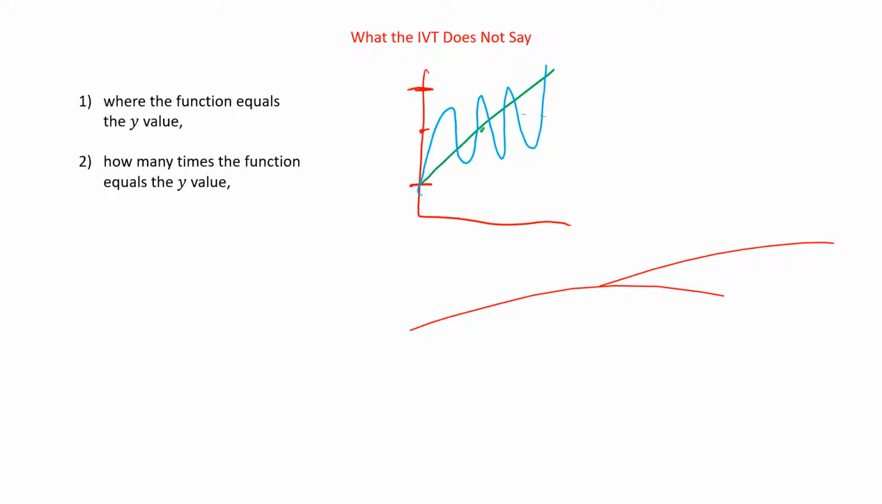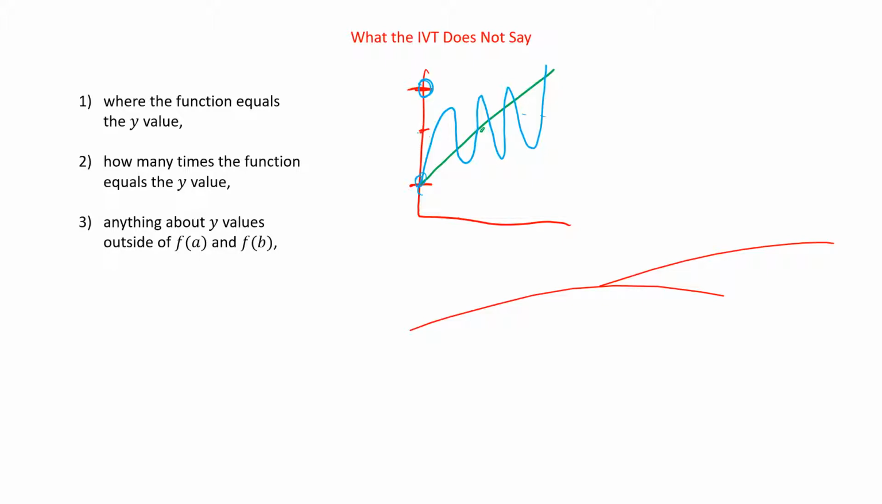We know it equals it at least one time though, because in order to get from this number to this number, it has to at some point hit every number in between. Again, it could hit it more than once, it could hit it exactly once, but it will hit it at least once.